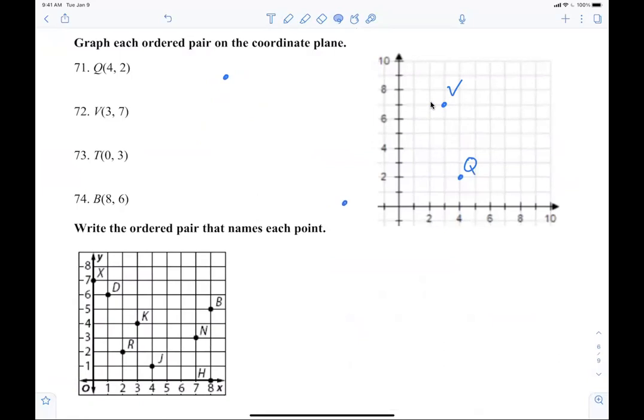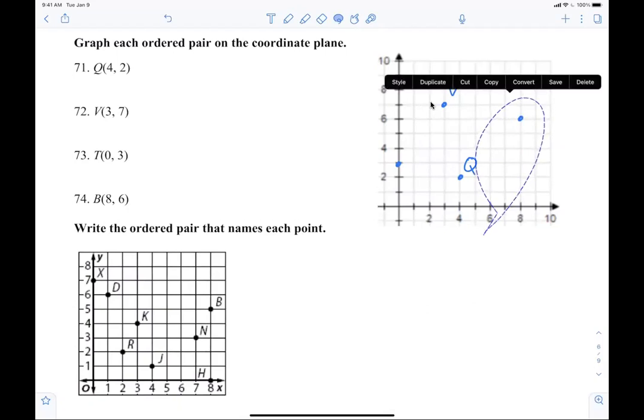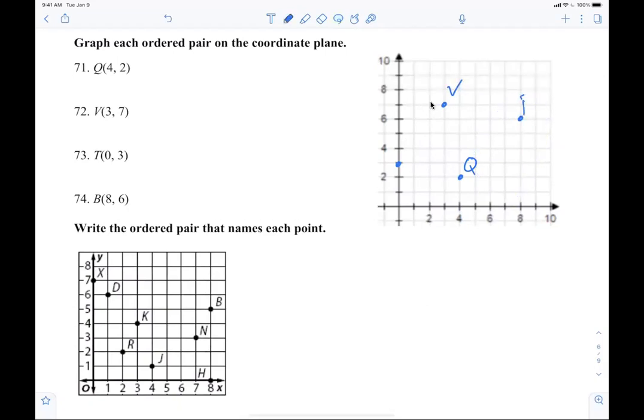Okay. Well, I'm still on 73. All right. How do I do 0, 3? Just go up 3. Thank you, Curtis. All right. And then the final one, 8, 6. What do I have to do for 8, 6? Someone tell me. To the which direction? Right. How many? To the right, 8, and up 6. Thank you very much. And we'll just go ahead and label that B and label this T.